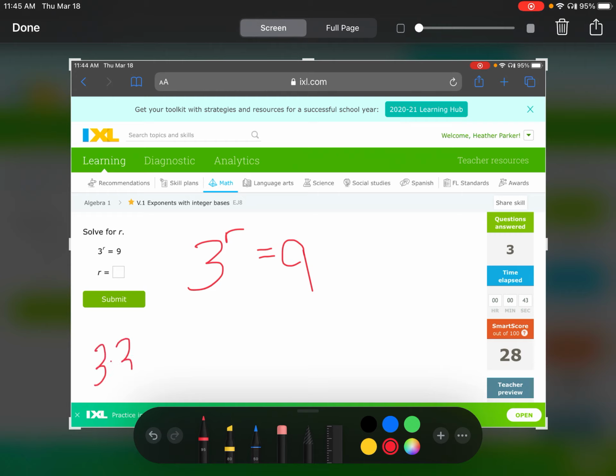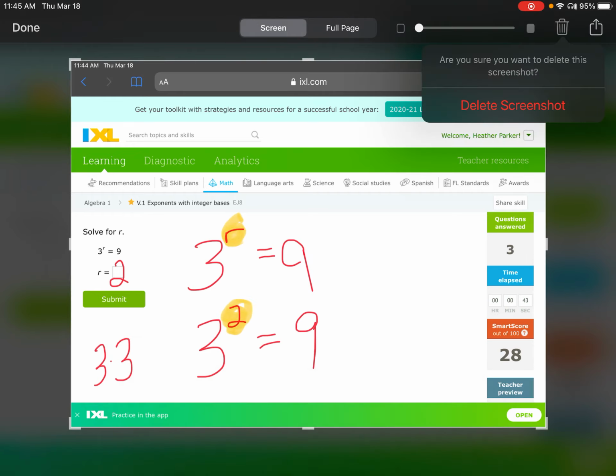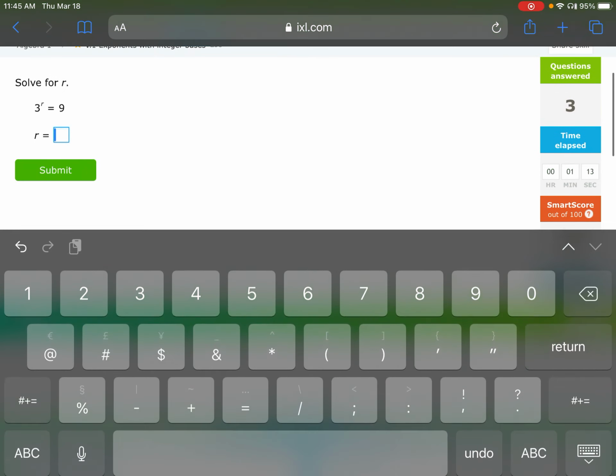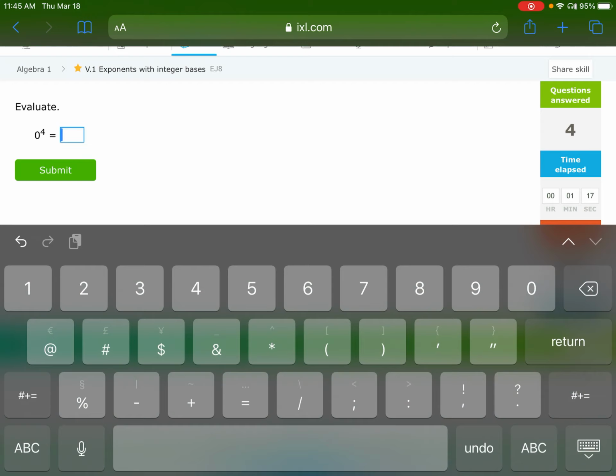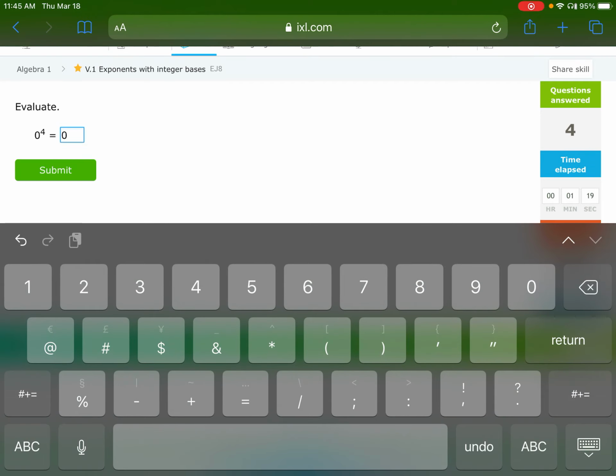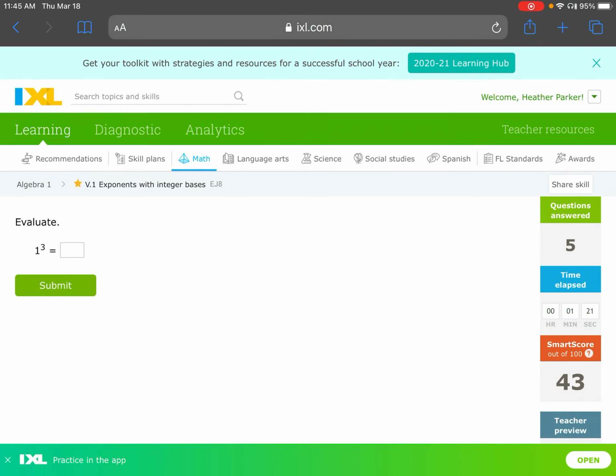So 3 times 3, well, that's just twice, and that's 9. So here my R would be 2 because 3 squared equals 9. So R equals 2. This one's going to take a little bit of intuition, and I will work through a couple more. 0 to the fourth, that means 0 times 0 times 0 times 0, which is 0.